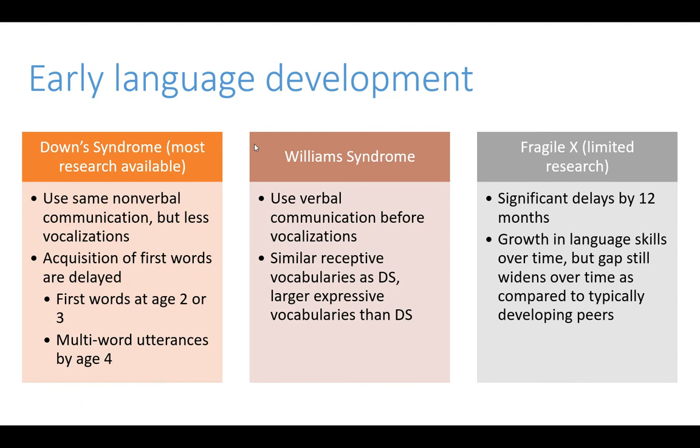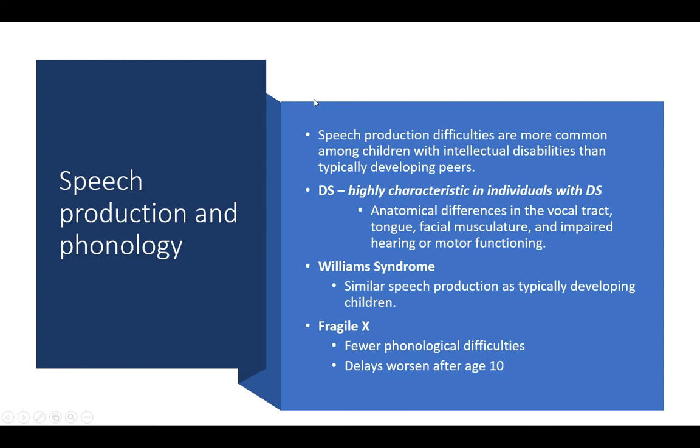Fragile X, and here it's limited research, but you see delays by 12 months, and there is a growth in their language skills over time, but you start to notice a gap widening compared to their peers. So even though there's some development, it's so slow that the gap widens really rapidly between what maybe they're doing as a 3-year-old compared to a neurotypical 3-year-old.